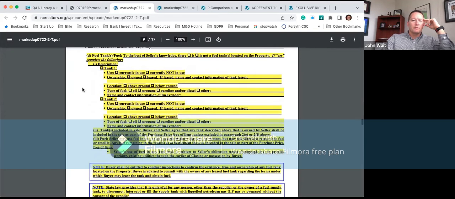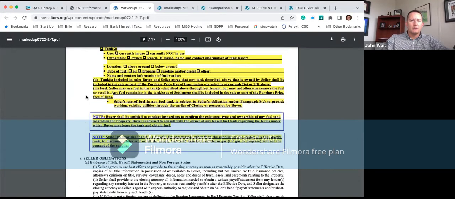So right here we have the new fuel tank paragraph, and really it's relatively simple. You go through, you check the boxes. Is there a fuel tank on the property? How many tanks? One or two here. Tanks included in the sale. Buyer, seller agree any tank described above that is owned by the seller shall be included in the sale. And notice that is owned by the seller, right? This section right here, it's got to be owned by the seller in order for it to convey.